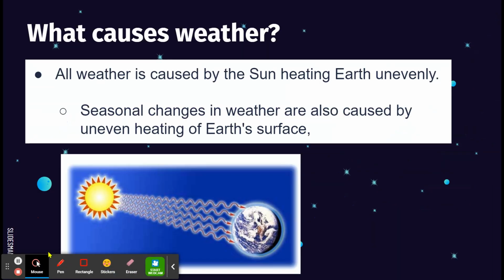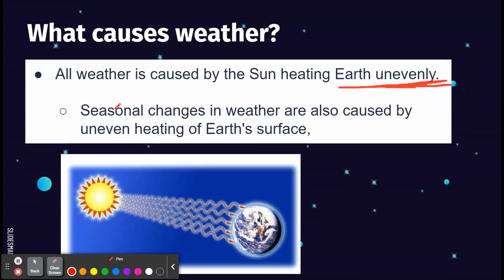So, what causes weather? All weather is caused by the sun heating Earth unevenly. You may have seen from the previous videos that the way the sun hits the Earth causes different amounts of thermal energy to hit different areas of the Earth. So, weather is caused by the sun heating the Earth unevenly.